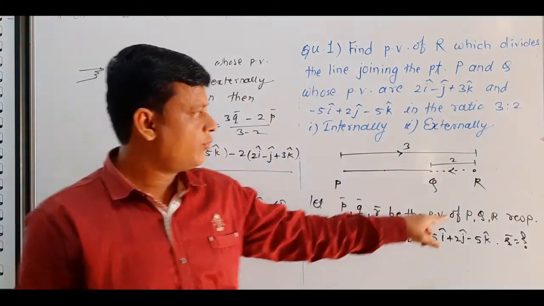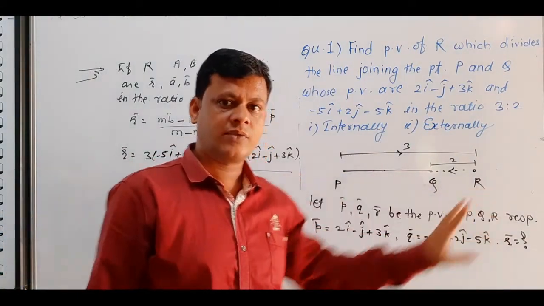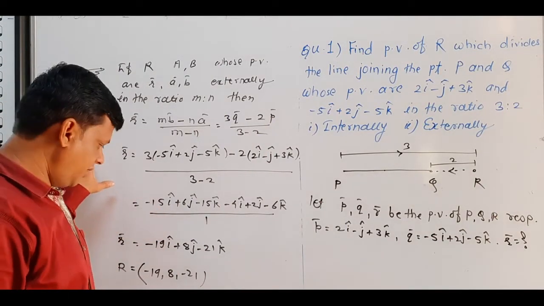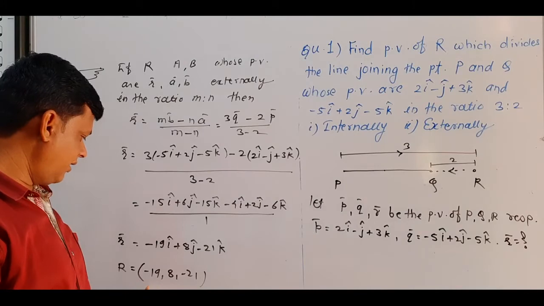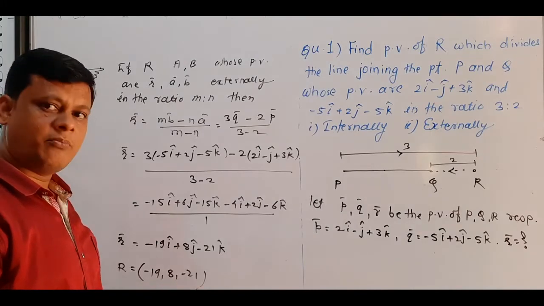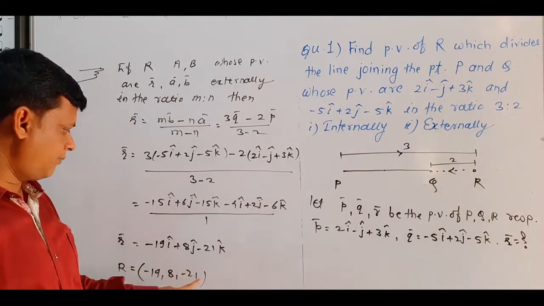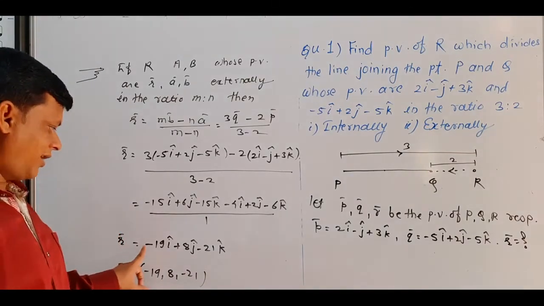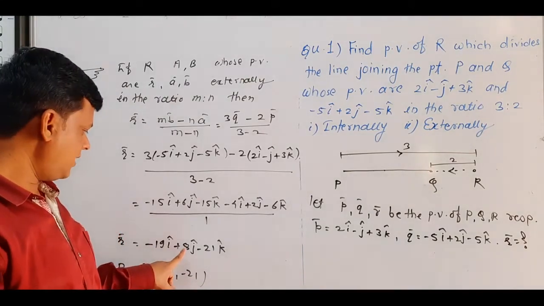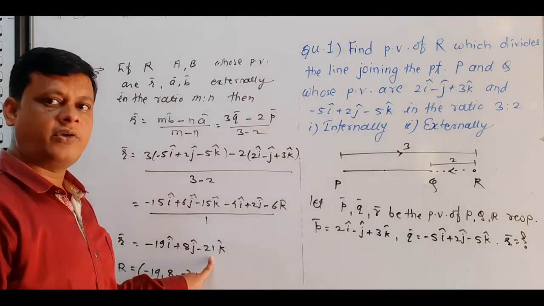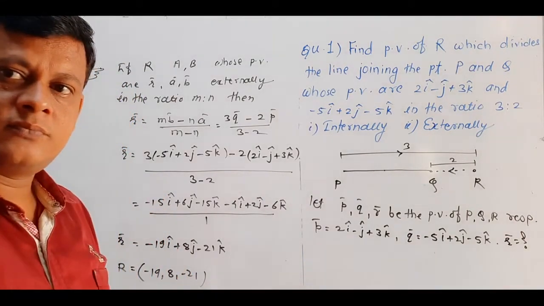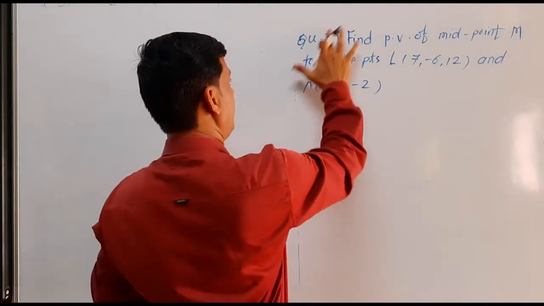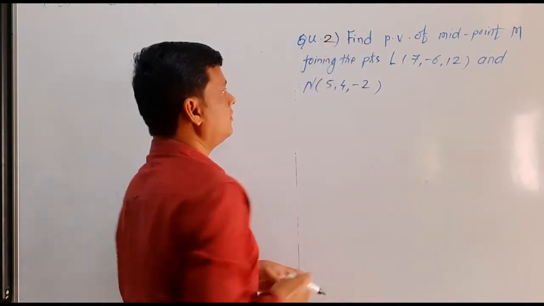then the position vector of point R is calculated by using the section formula for external division, and the coordinates we get are minus 19, 8, minus 21. If the question asks for position vector only, then we have to write R bar equals minus 19i plus 8j minus 21k. Now see question second from exercise 5.2.